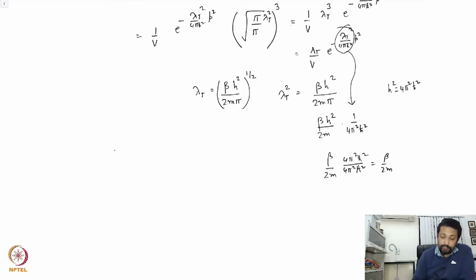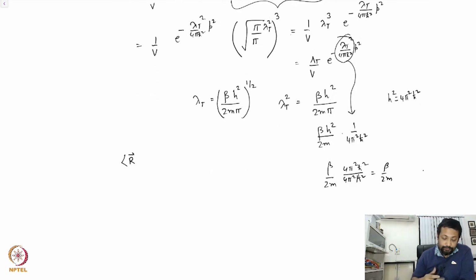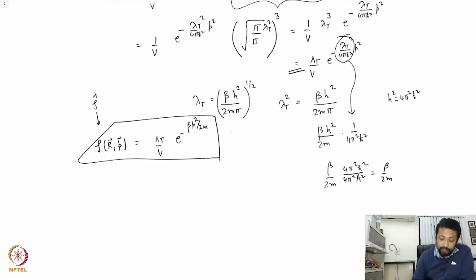So essentially what you have is this rho of r comma p, the classical observable corresponding to the phase space to the quantum mechanical operator rho hat, gives you the classical observable, which is lambda_t over v, that follows from this relation e to the power minus beta p^2 over 2m, and this is exactly the canonical phase space density that we derived when we did classical statistical mechanics.